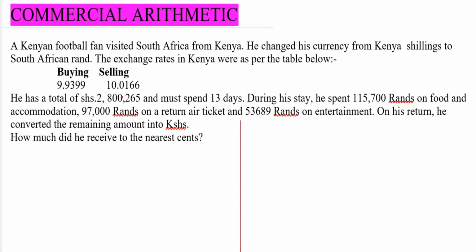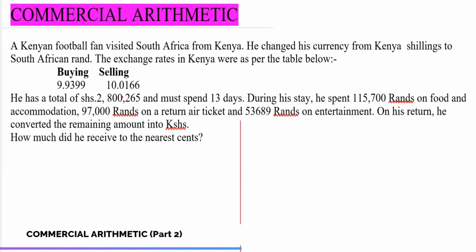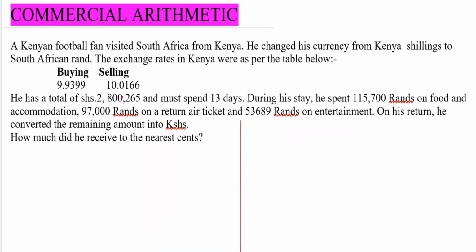Commercial arithmetic question number 3. A Kenyan football fan visited South Africa from Kenya. He changed his currency from Kenyan shillings to South African rand. The exchange rate in Kenya was per the table below, because the buying and selling is there. He has a total of Kenyan shillings 2,800,265 and must spend 13 days.